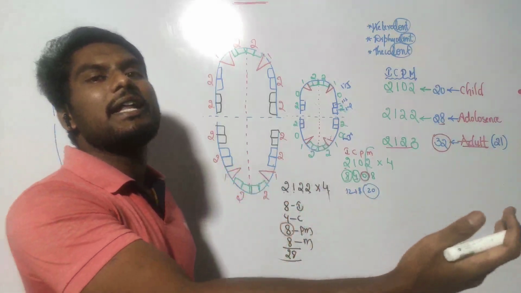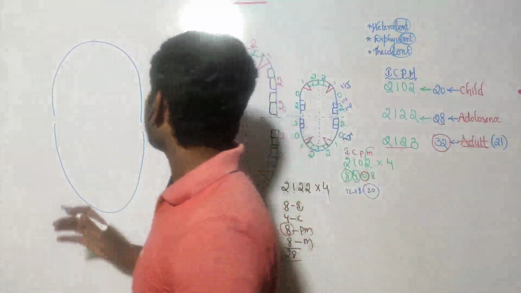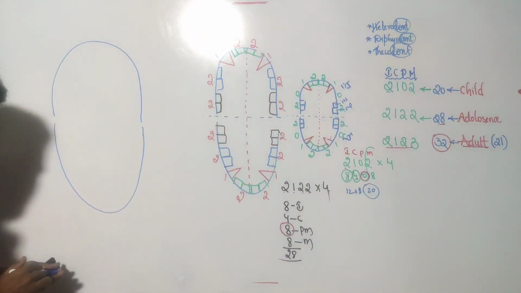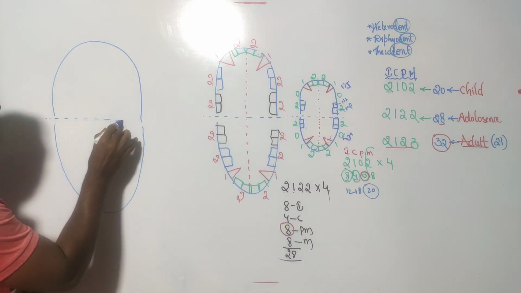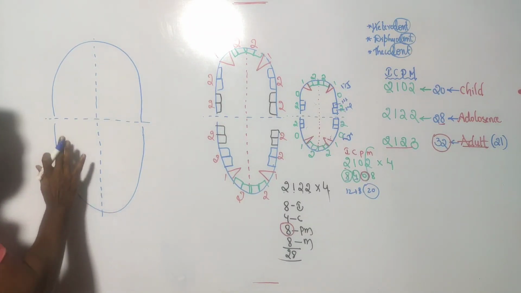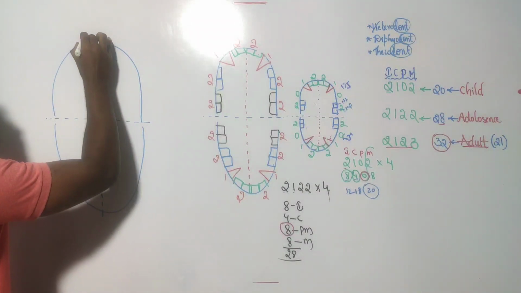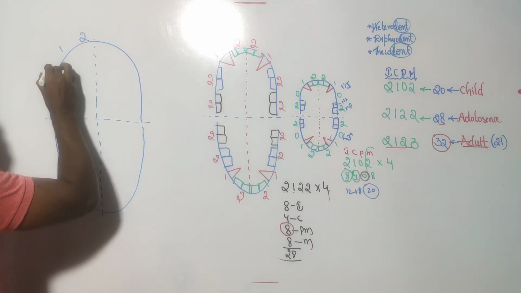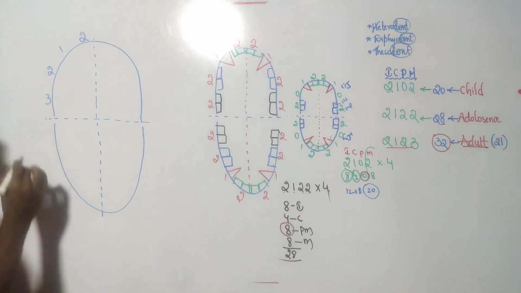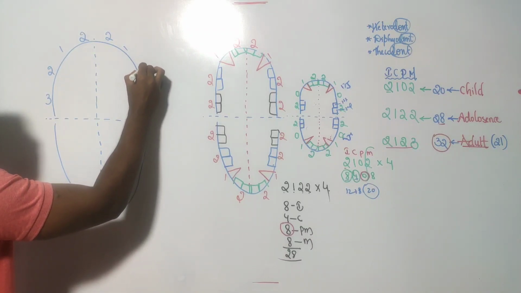Those who crossed 21 years, for example, your parents, or me, this is the upper jaw and lower jaw. So split the upper jaw and lower jaw into 4 parts. In this manner, we splitted the upper jaw and lower jaw. This is the 1 by 4, 1 by 4, 1 by 4, 1 by 4. Write down the formula. 2, 1, 2, 3. Same this side also. 2, 1, 2, 3.